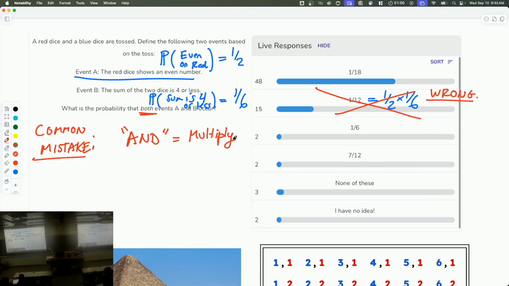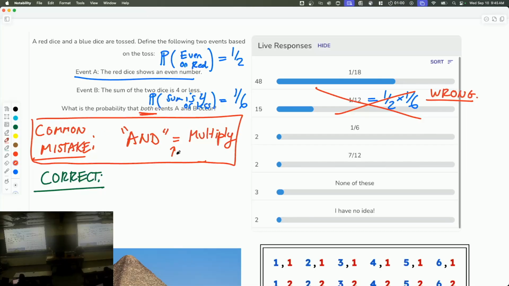And that is not always true. Okay, let's box this so no one thinks that this is a true fact. This is false. False. False. Don't get mixed up. The correct thing is that "and" equals intersection.